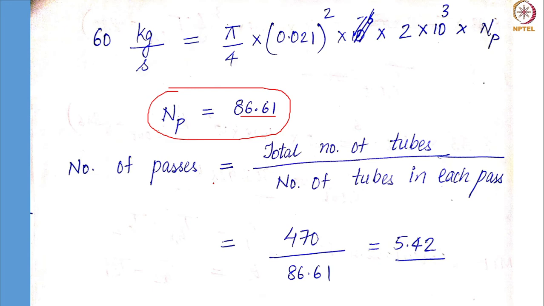If there are no further questions, I'll give you one more numerical to work out. In this problem, I just want to know, can you draw a schematic diagram of how the passes will be arranged?